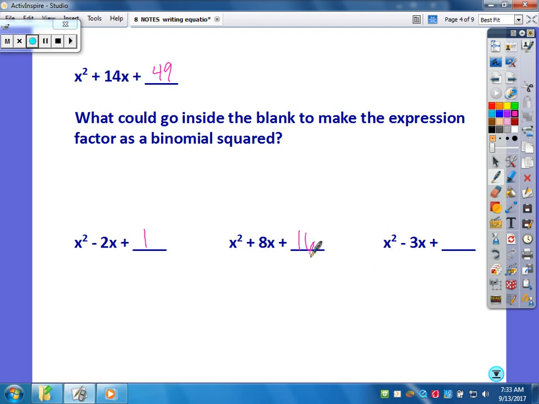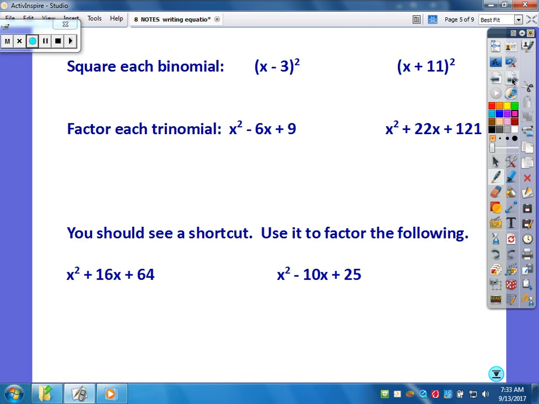So what we're going to be doing today is combining that with the other thing that we did on Friday, which was to figure out the shortcut to go from this to this. So remember on Friday when we talked about that, we said that we would just take half of this term, and that's the number that goes there. So half of negative 6 is negative 3. Half of positive 22 is positive 11. And then we tried these.